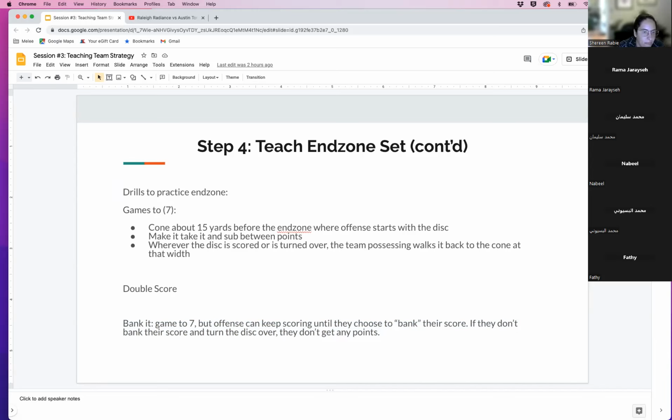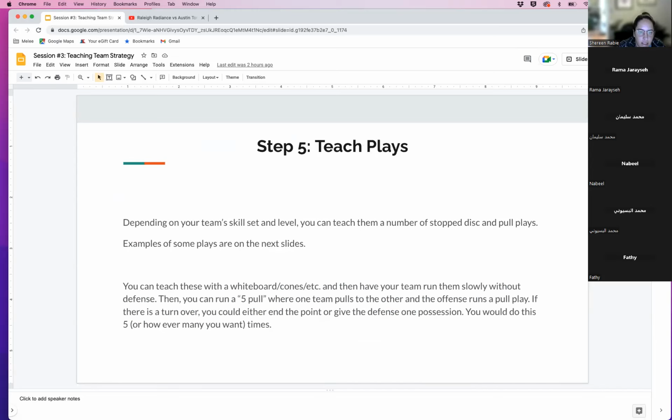And then the final step, once you've taught all of your team strategies, you can start teaching them plays. Depending on your team skill set and level, you can teach them a variety of plays. There are some plays that are very simple. Some plays are a little bit more complicated. It just depends on what your team is able to do.